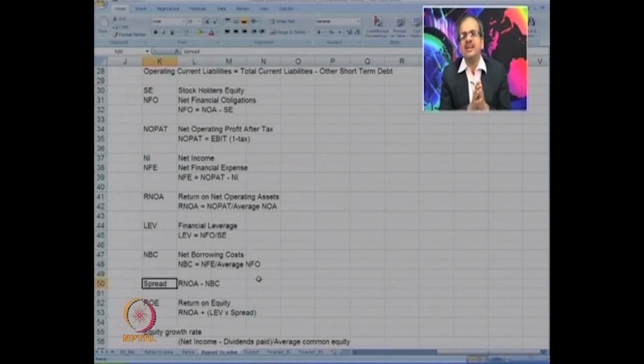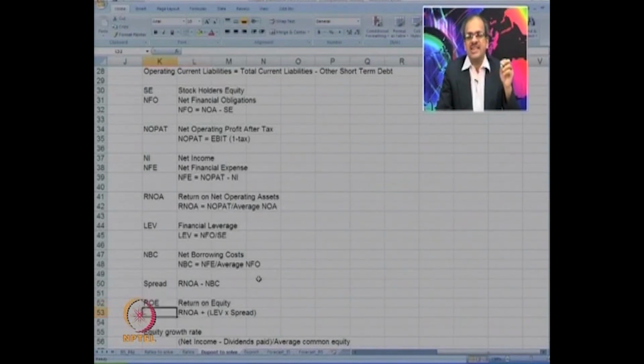Spread tries to link how much is the total earning on the assets, so RNOA minus NBC. Now let us assume that the company is able to earn 20% as return on its assets and it has to pay 15% as interest. That means 5% will be the spread. So 5% is an additional earning which owners get. That's called spread.